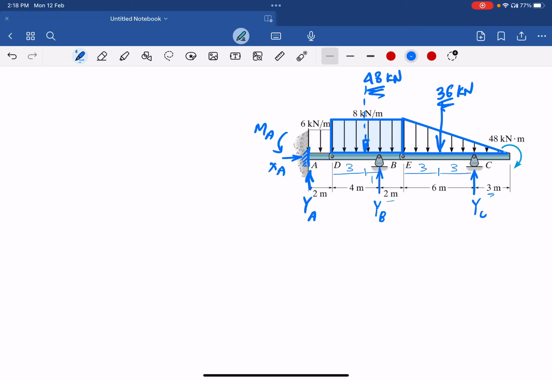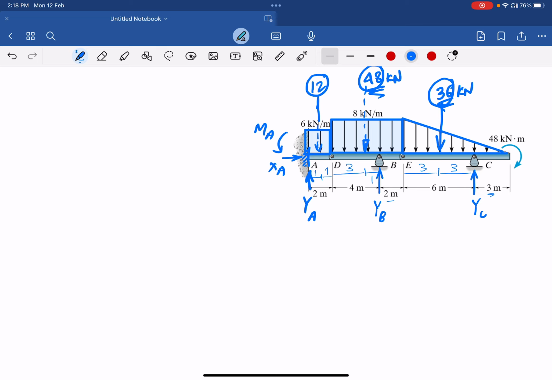And the last one is this one, this 6 kilonewton. Again, this is a third area, and we can calculate the load from this area. It will be at the middle here. 6 times 2 equals 12 kilonewton. So this is 12, this is 48, and this is 36. And again, this will be at the middle here, so we have 1 meter and 1 meter.